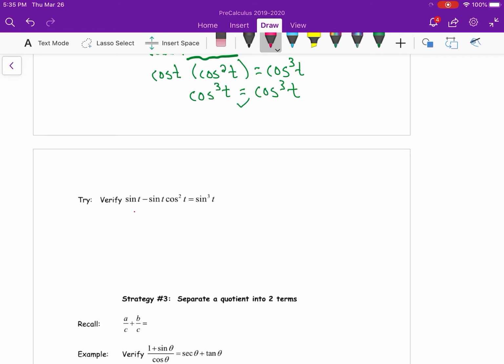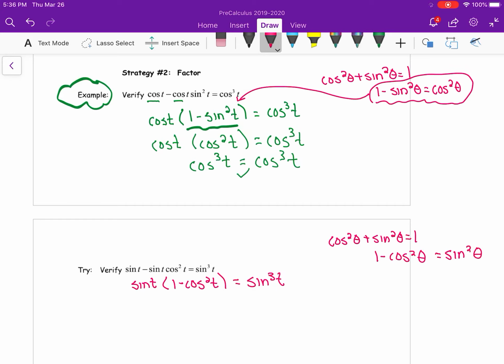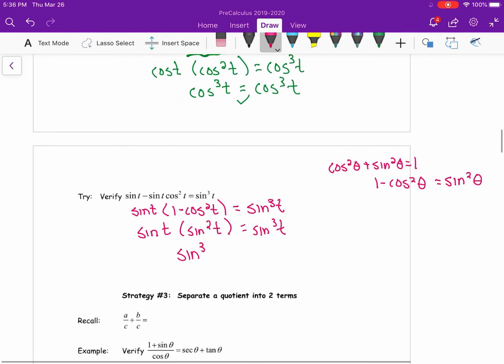Again, in this problem, each part has a sine t, and we're left with 1 minus cosine squared t equals sine cubed t. Looking back up to our identity, cosine squared theta plus sine squared theta equals 1, and we have 1 minus cosine squared theta, so that will equal sine squared theta. All right, and we can use that here. Sine t times sine squared t equals sine cubed t. And that is what we got. Sine cubed t equals sine cubed t.